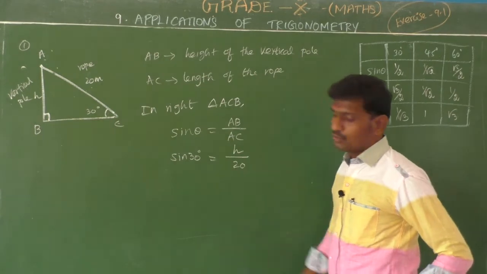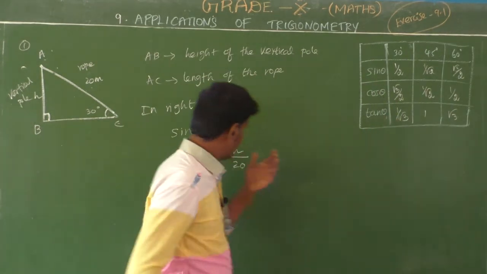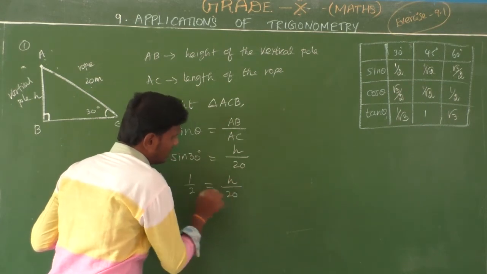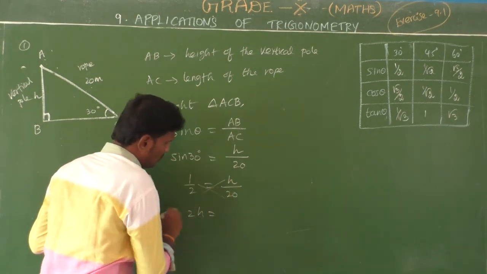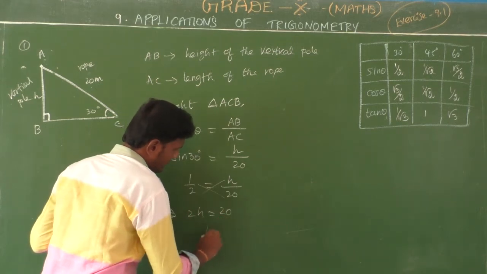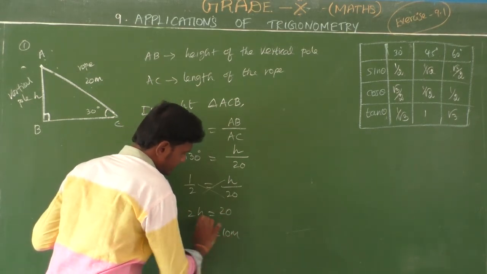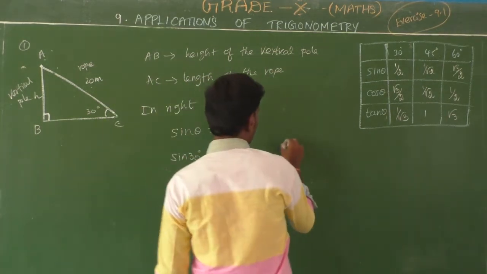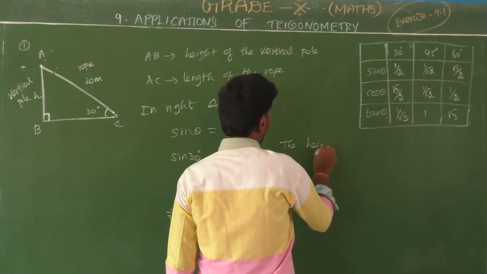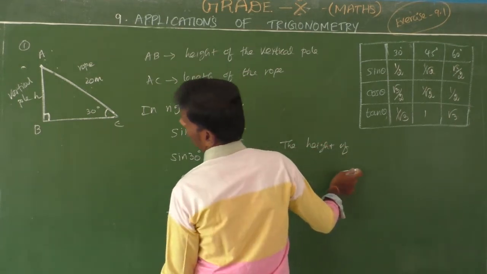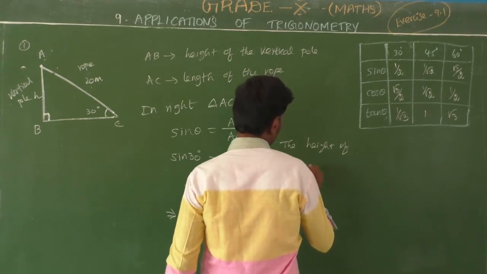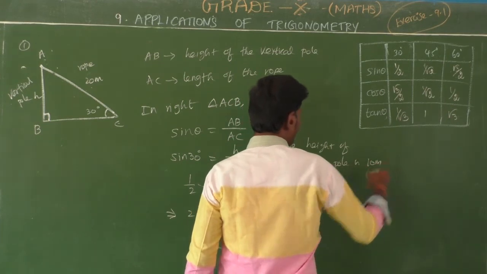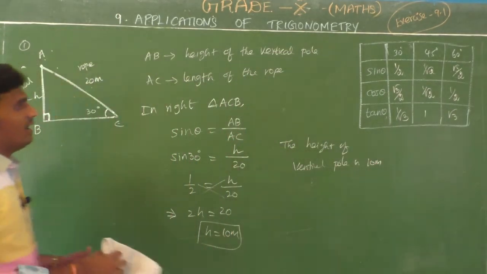Okay, now I am going to substitute. Yes, okay. Now 1 by 2 is equal to H by 20. Now I am going to take a cross multiplication. 2H is equal to 20, and H is equal to 10 meter. So therefore the final answer you should write: the height of the vertical pole or long pole is 10 meter. Okay, have you got it, children?